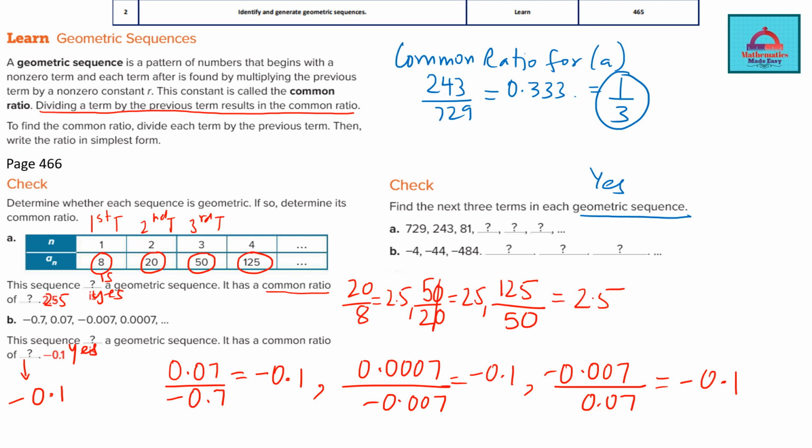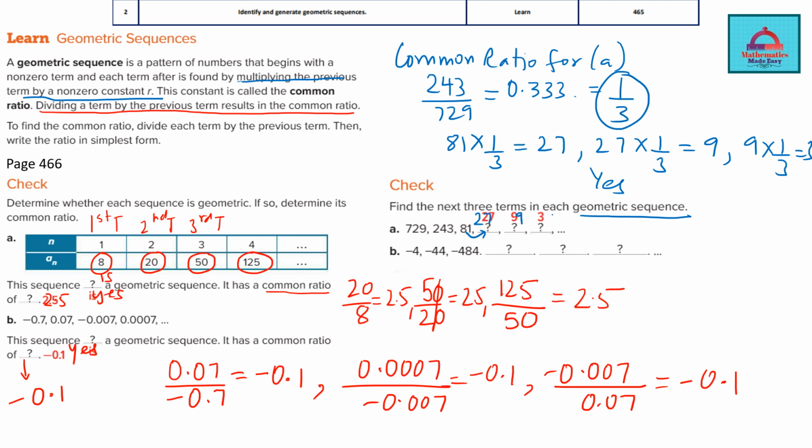So to get the next term, you are going to multiply. To find the common ratio, divide each term by the previous term. This is what we have done. And to find the next term, you multiply the previous term by r. So after 81, the next term will be 81 multiplied by 1 by 3. When I divide, it is 27. The next term will be 27 multiplied by 1 by 3, so 9. Next is 9 multiplied by 1 by 3, so 3. So the numbers that are going to come here are 27, 9 and 3.